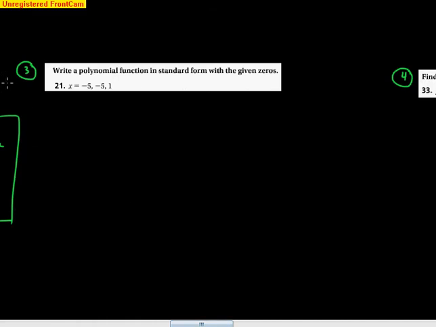Okay. 3. Write a polynomial in standard form with the given zeros. So recall that if these are the zeros, then the factors have the opposite signs. X plus 5, x plus 5, and x minus 1. And now we need to distribute, multiply, whatever you want to call it, all 3 of these out. You work 2 at a time. Let's go with the last 2. I like to have this first one available the second time around.